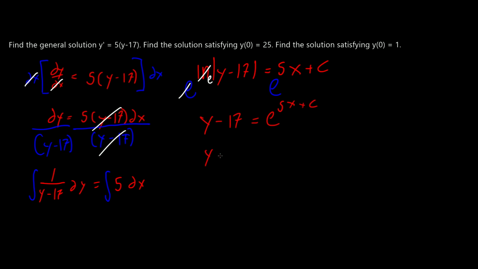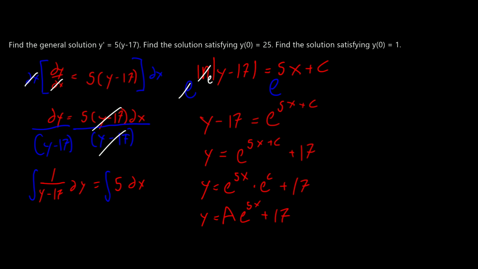Now from here, you can move 17 to the right. So we're going to have y equals e to the power of 5x plus c, and then plus 17. Now I'm going to rewrite this as y equals e to the power of 5x, and since these two in the exponent are adding, we can actually multiply it by e to the power of c, and then we're going to have plus 17 still. And then after that, this e to the power of c is just a constant. So I'm just going to rewrite it as a, because a will still just be a normal constant such as this one. And then this will be multiplied by e to the power of 5x, and then plus 17. And then this will be your general solution.